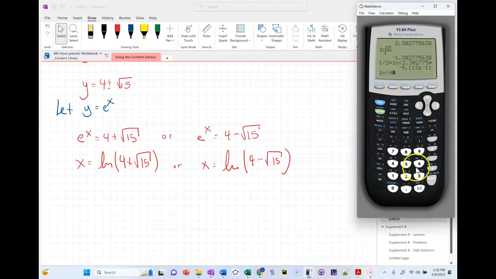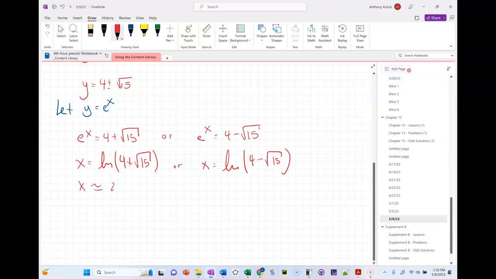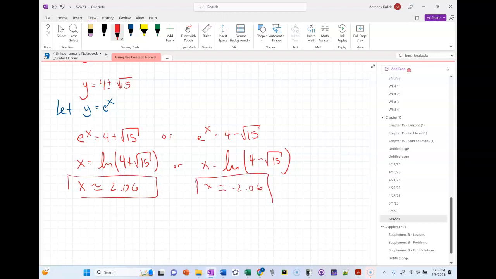So I just do natural log of 4 plus square root 15. So there's the 2.06. And then if I do 4 minus the root of 15, there's the negative 2.06. And we're good. Does that feel all right, Matt? Yeah. Sure, no problem.